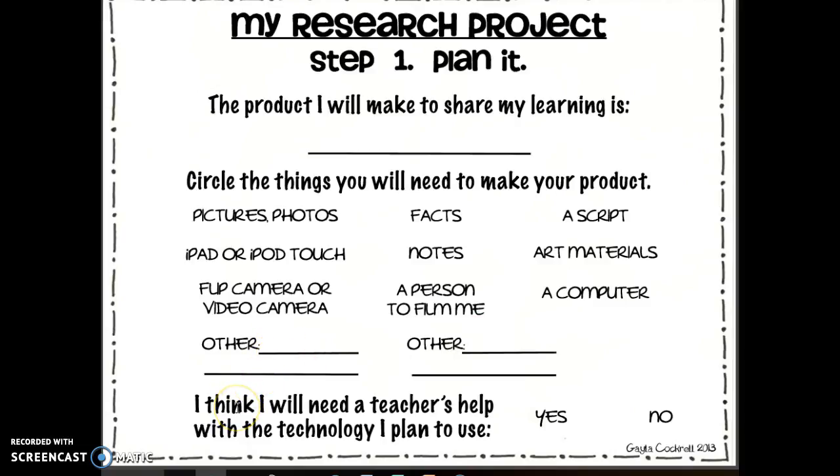Lastly, I think I will need a teacher's help with the technology I plan to use. Now, I need you to think, is this something you can do on your own for your project, or are you going to need my help when it comes time to make your project? You need to decide on that right now. If you're not sure, go ahead and circle yes. That way I can get prepared and ready to go.